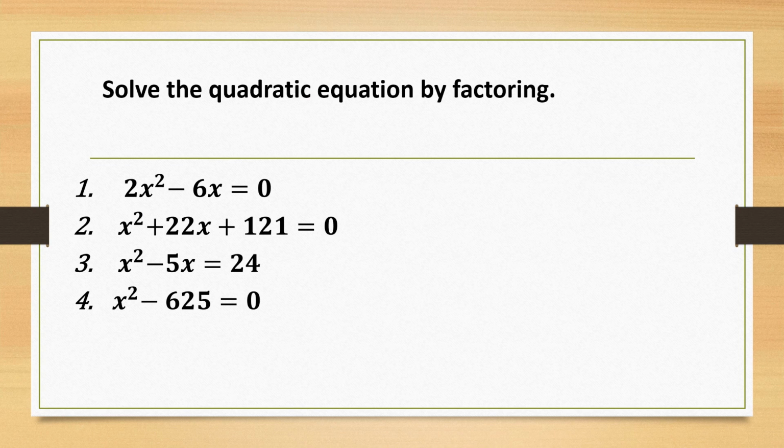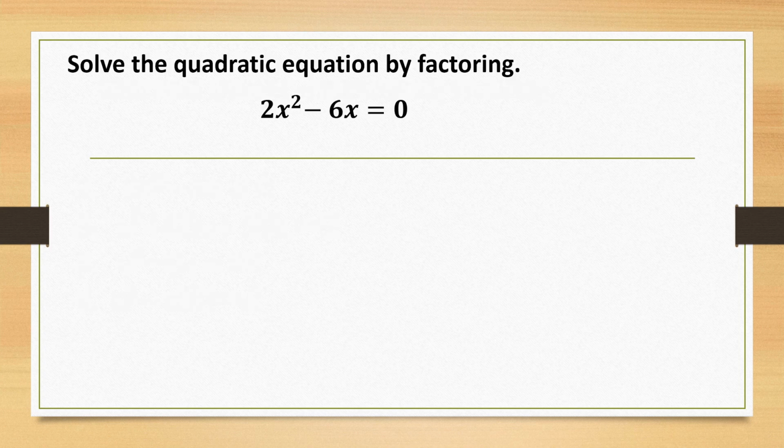Okay, solve the quadratic equation by factoring. Let's have it one by one. Number 1, we have 2x squared minus 6x is equal to 0. So first, we will factor this given expression by common monomial factor. So what is the GCF of 2x squared and 6x? Their GCF is 2x. 2x squared divided by 2x is x. Minus 6x divided by 2x is equal to 3.